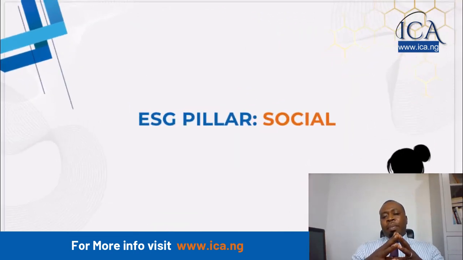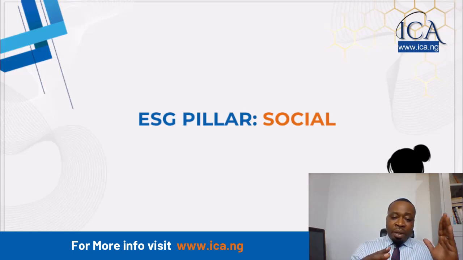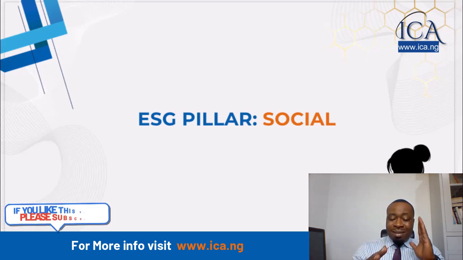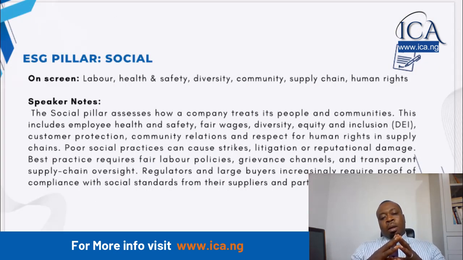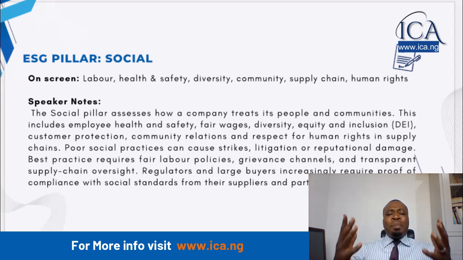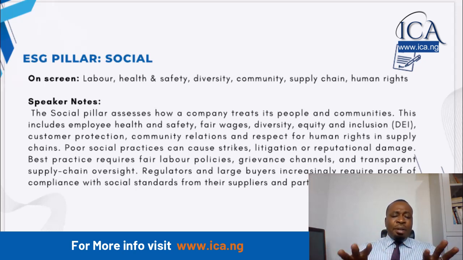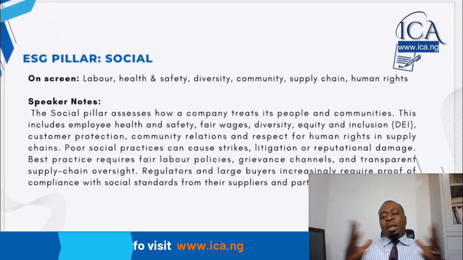The next is the second pillar, which is social. We have talked about environmental. Now we're talking about social, the second pillar of ESG. The social pillar assesses how a company treats its people and communities. How does your company interact with its people and the community it serves? It's very important. No investor will want to do anything with a company that treats its people shabbily and without respect for the communities that it serves.